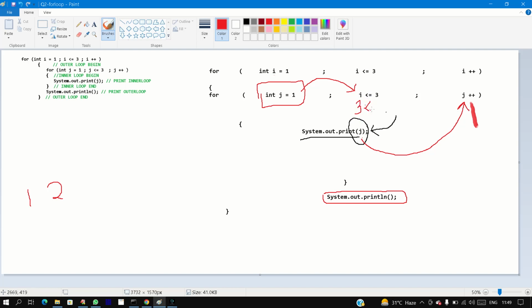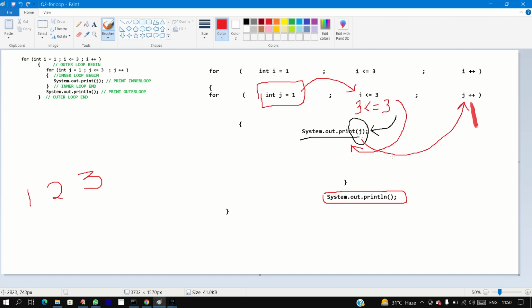Now 3 less than or equal to 3. Again the condition is true. If the condition is true, it will be going to system.out.println. Again, I would like to explain why I have not written ln, because I don't want to change my line. Automatically 3 is being printed.